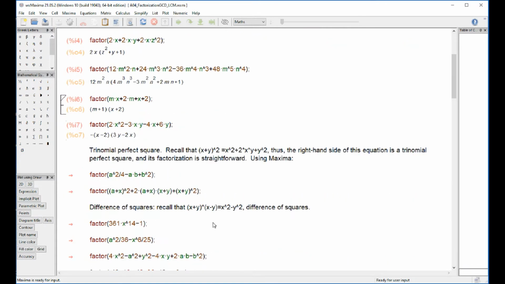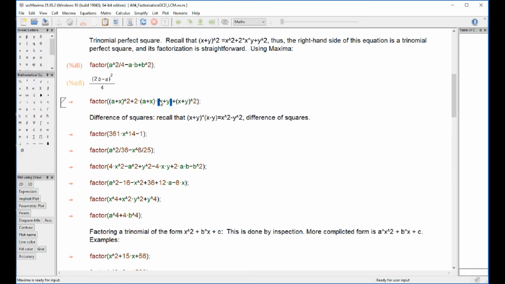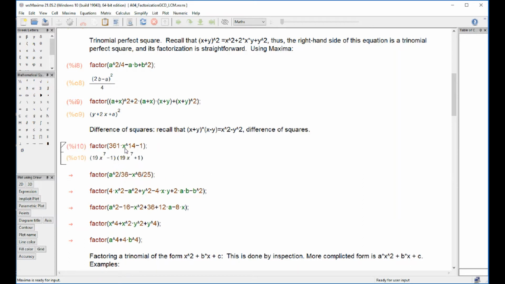Factoring could be easy at times, could be complicated at times. You do it by hand, but with the function factor, it will help you out a lot. A perfect square: when you have a square of one term, and two times the product of the terms, plus the square of the second term, you get a perfect binomial square, and if you factor it out, it gives you that result. Here's another example of a perfect binomial. Difference of squares will factor out into a sum and a difference.